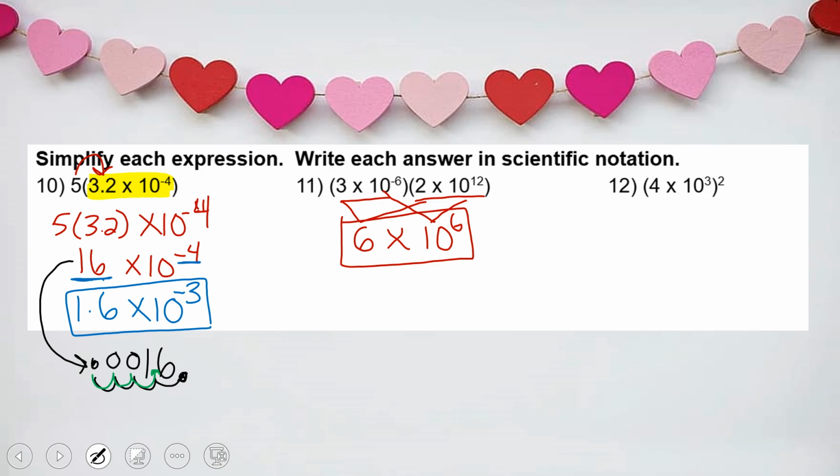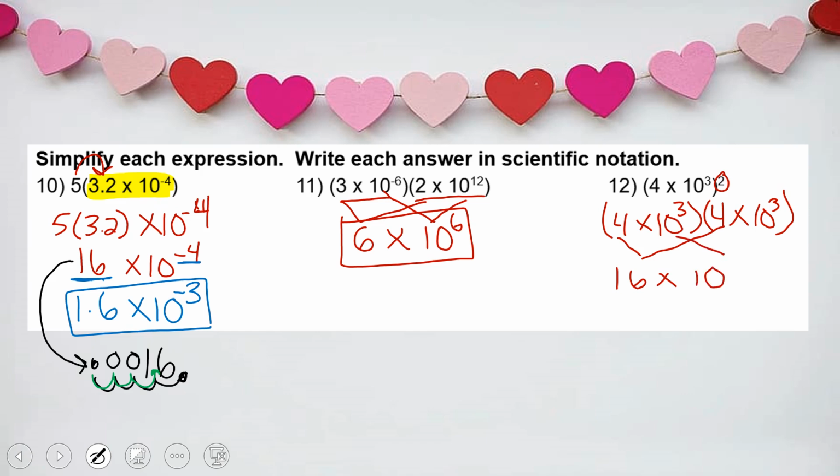Okay, 12 is going to be a lot like 11, but you've got to remember what squared means. That means taking the number times itself. Now we're going to multiply just like we did in 11. 4 times 4 is 16. Times 10 cubed times 10 cubed is 10 to the 6th.